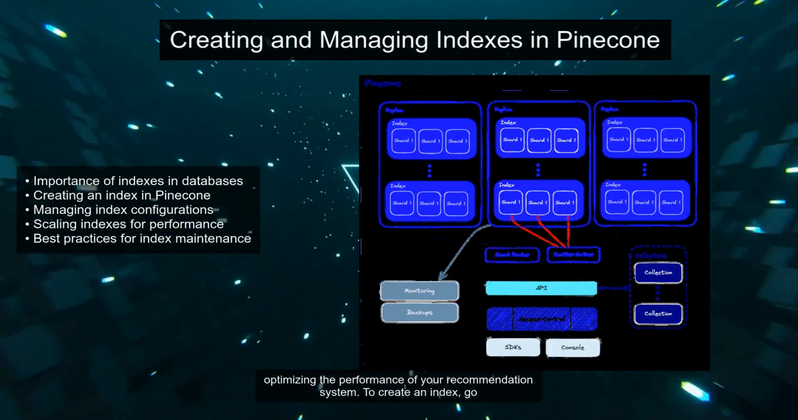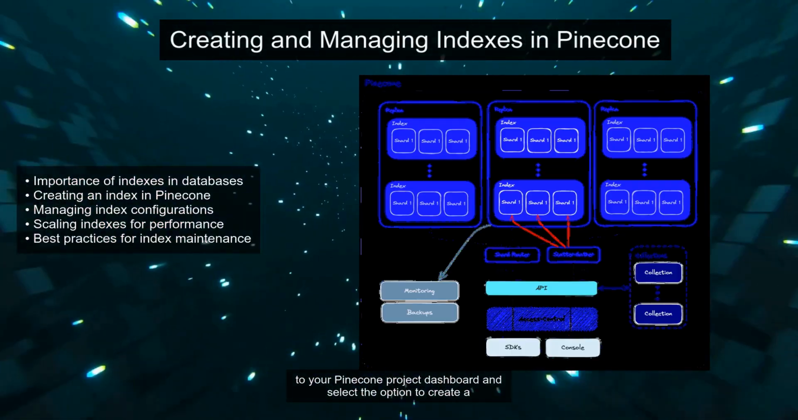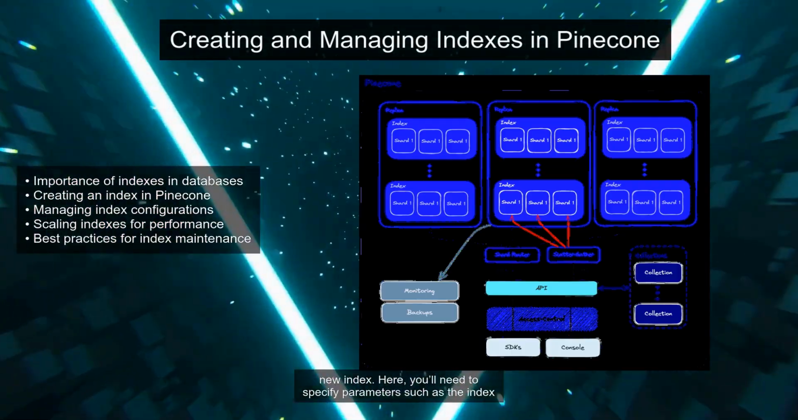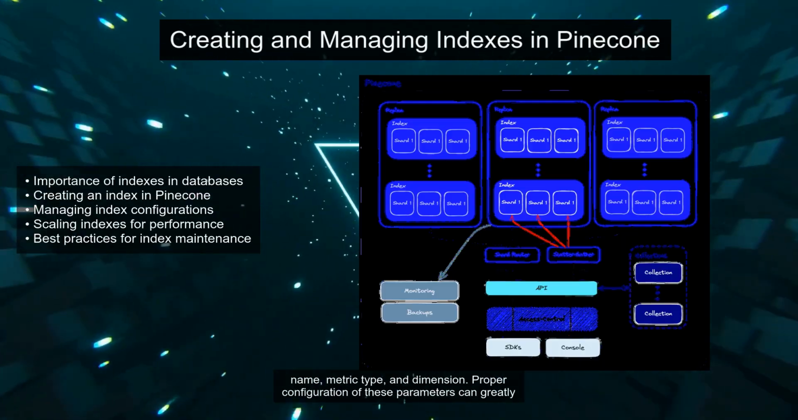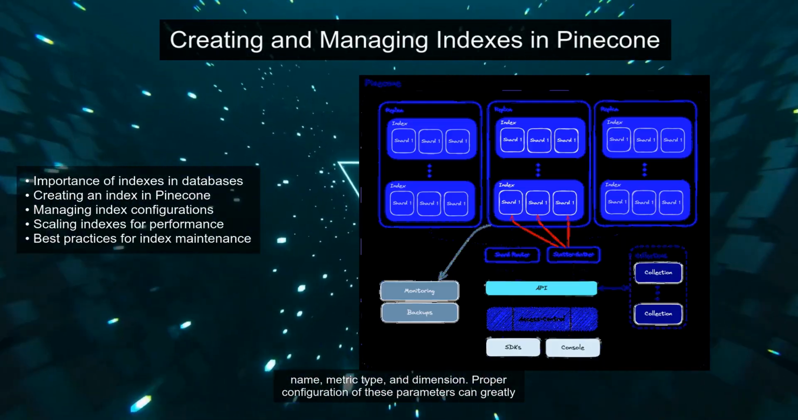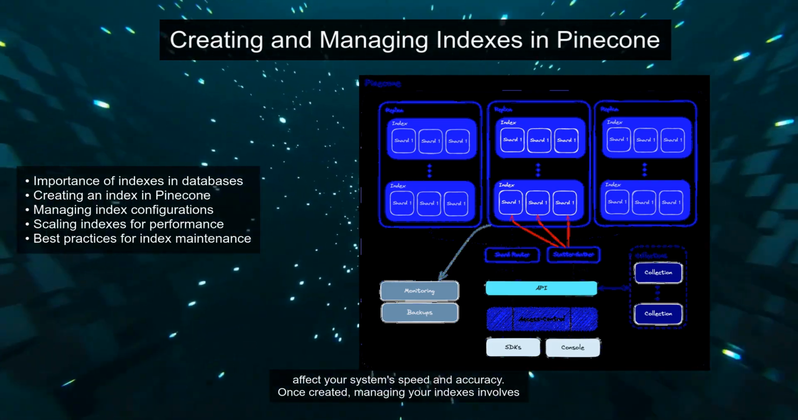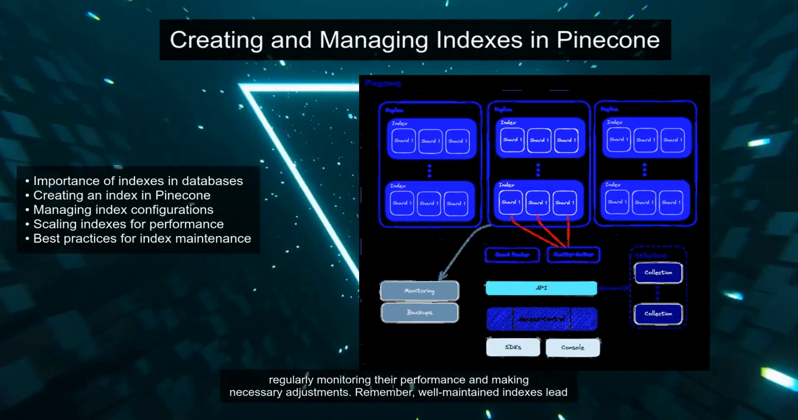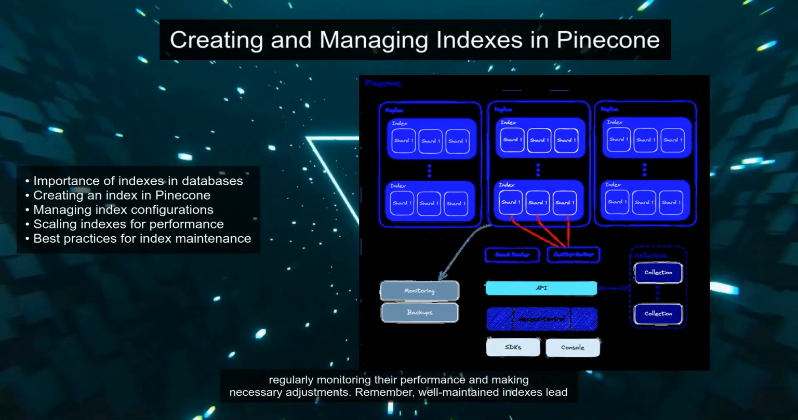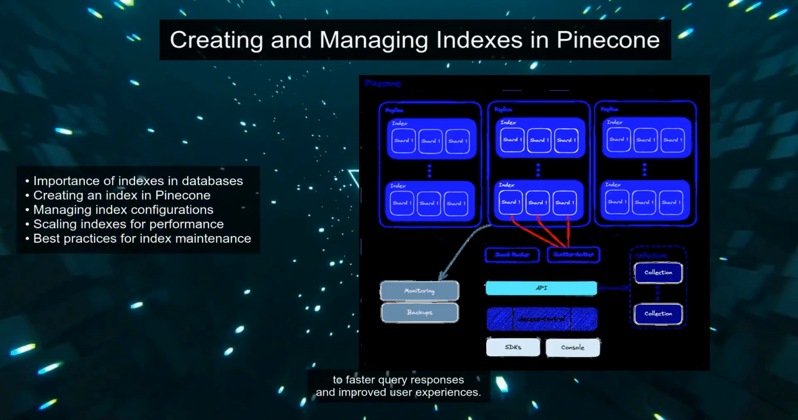To create an index, go to your Pinecone project dashboard and select the option to create a new index. Here, you'll need to specify parameters such as the index name, metric type, and dimension. Proper configuration of these parameters can greatly affect your system's speed and accuracy. Once created, managing your indexes involves regularly monitoring their performance and making necessary adjustments. Remember, well-maintained indexes lead to faster query responses and improved user experiences.